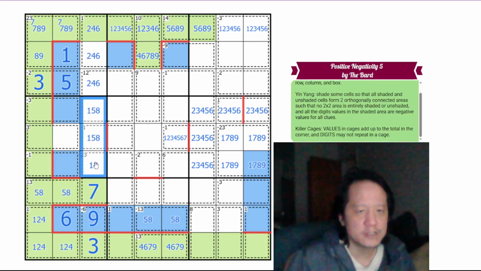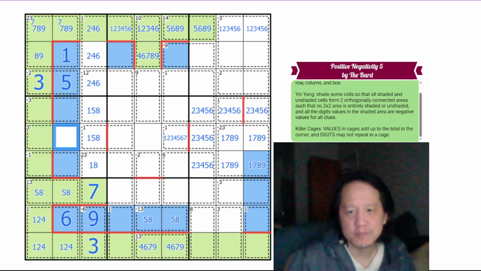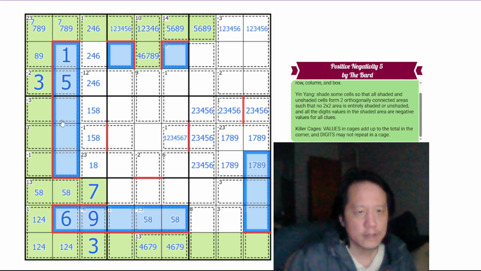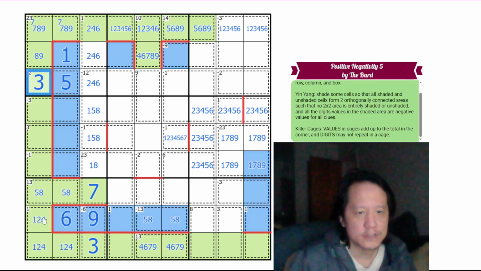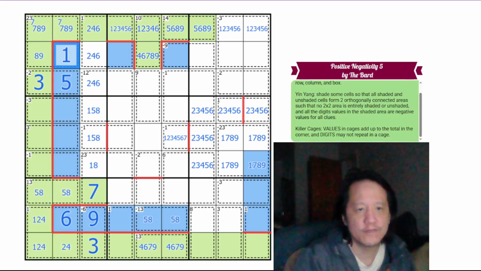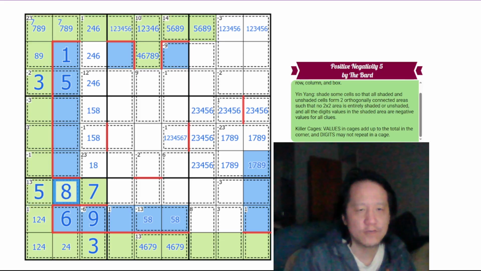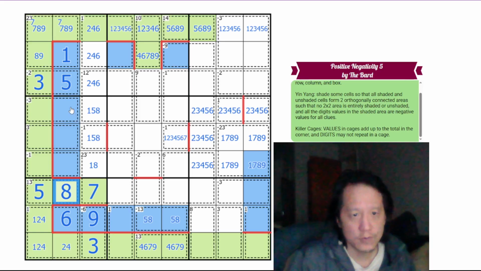This is guaranteed to be 1 here, so this cannot be 1 and 2 added together. So this must be a subtraction. So this is blue. Okay, remaining digits. 1 cannot be here because of 1 in the column. 5 eliminates 5 here. So this is 8 and 5. 8 eliminates 8 here.